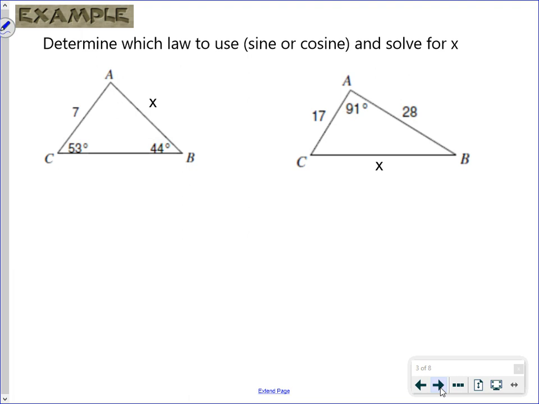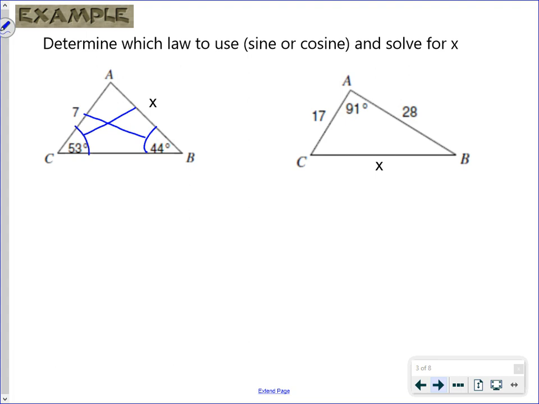So for the first example, we have two angles and a side. We have angle B of 44 degrees. Directly across from that is a known side of 7. And then we also have angle C of 53 degrees, and directly across from that is side x. For this one, we can use the sine law because we have two opposites that we can use.